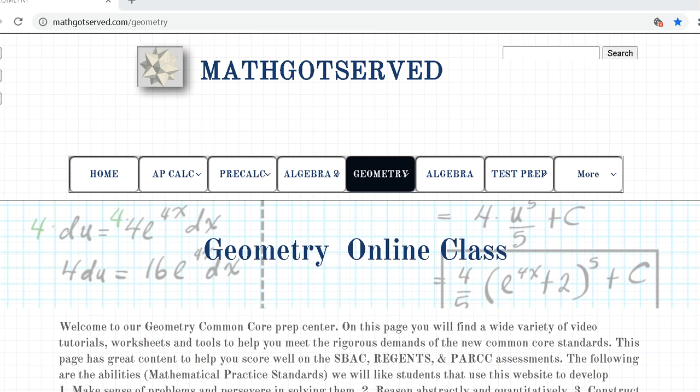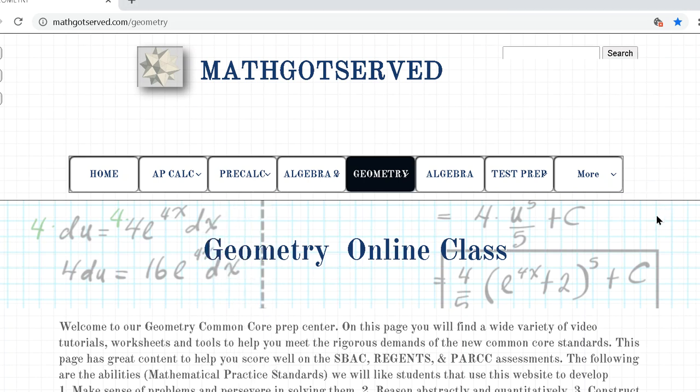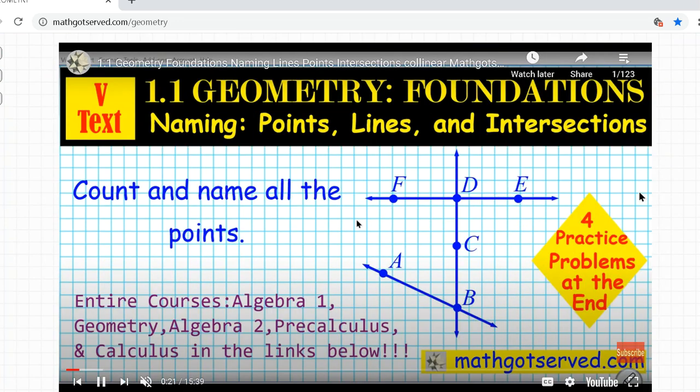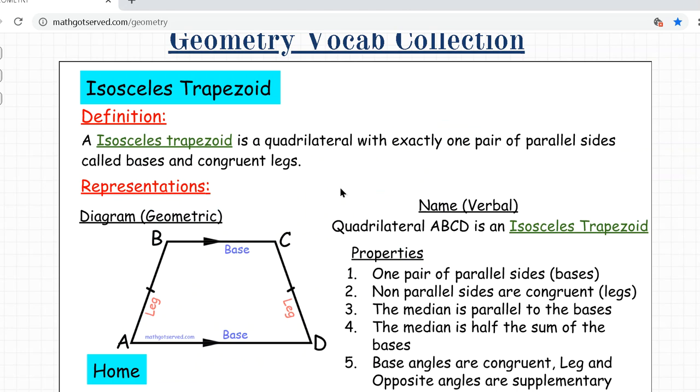To get us started, we're going to be taking a look at a specific property of isosceles trapezoid that we'll be using for our problem solving process. This is our website, mathgotserved.com/geometry. Let's go ahead and take a look at that property. We're just going to scroll down to the must know vocab section. We're taking a look at isosceles trapezoid, vocab number 25.